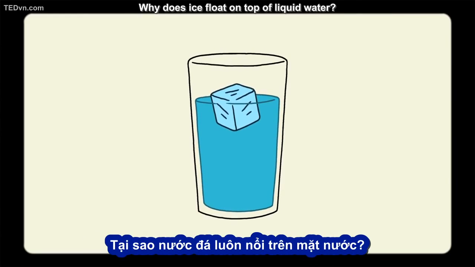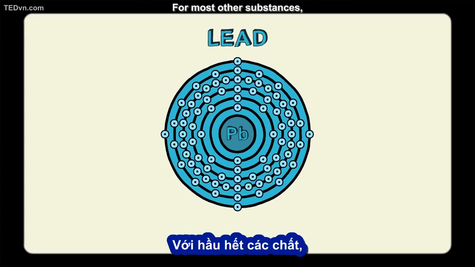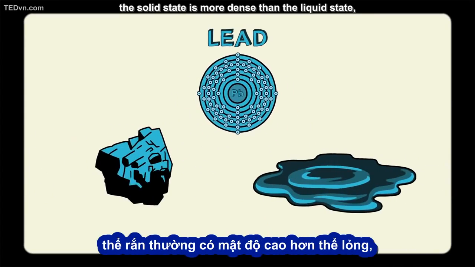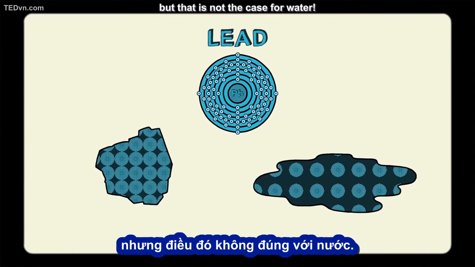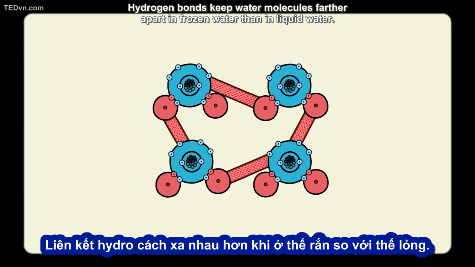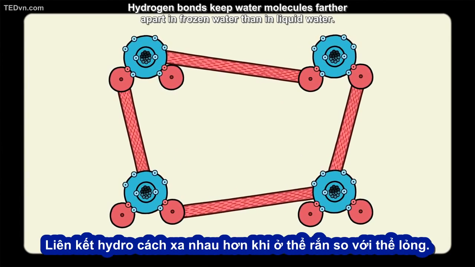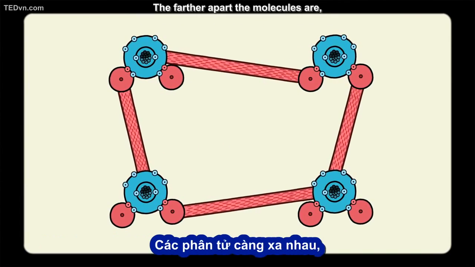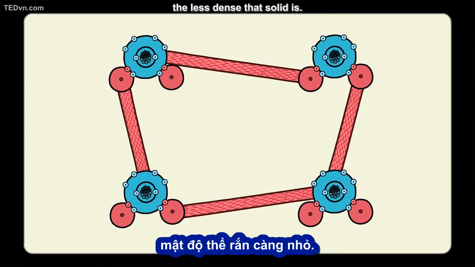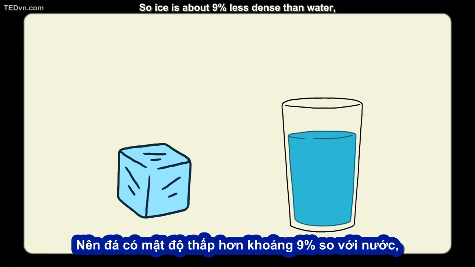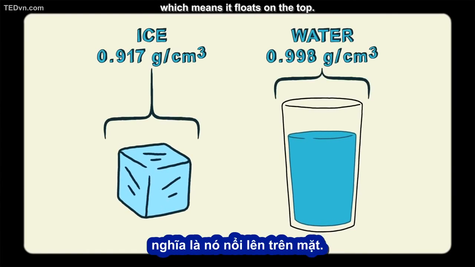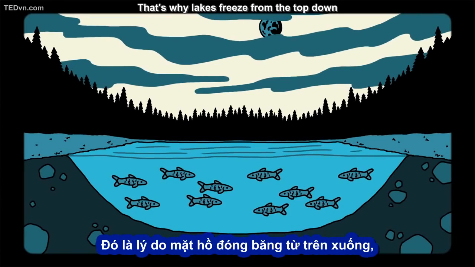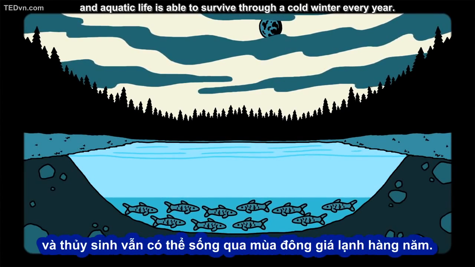Why does ice float on top of liquid water? For most other substances, the solid state is more dense than the liquid state. But that is not the case for water. Hydrogen bonds keep water molecules farther apart in frozen water than in liquid water. The farther apart the molecules are, the less dense that solid is. So ice is about 9% less dense than water, which means it floats on the top. That's why lakes freeze from the top down and aquatic life is able to survive through a cold winter every year.